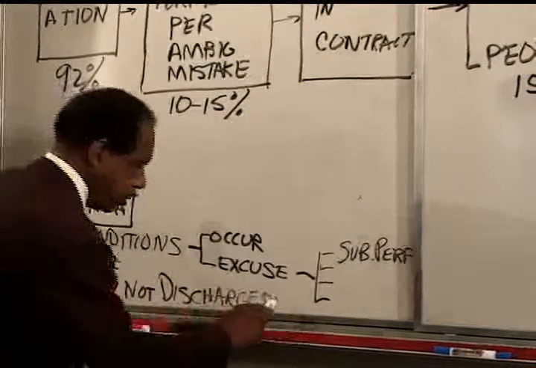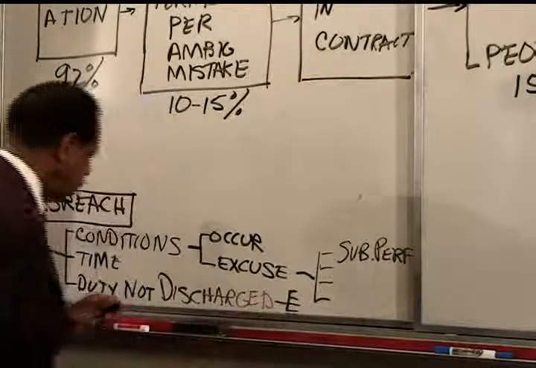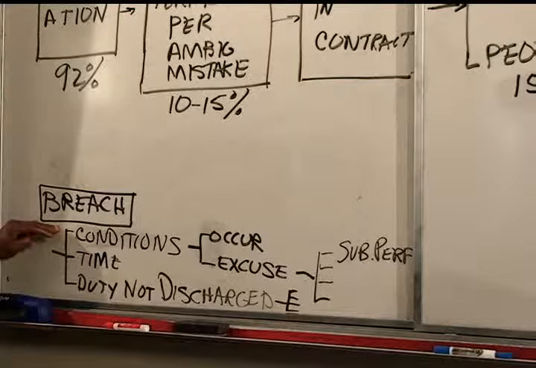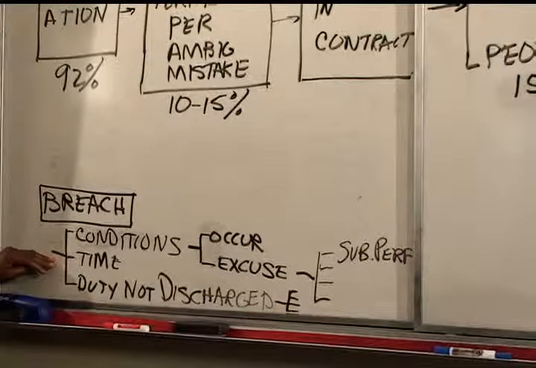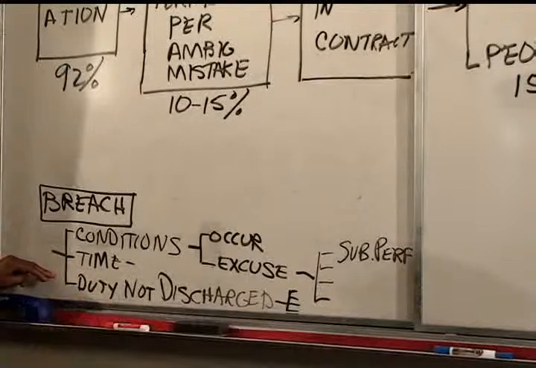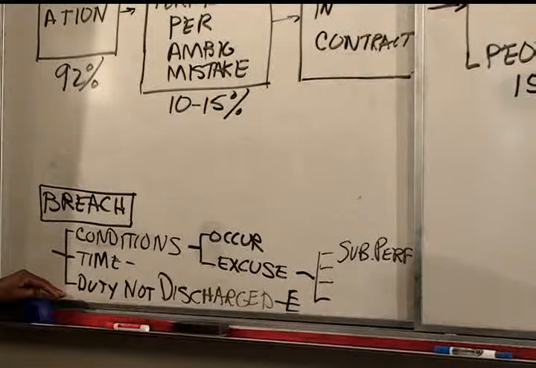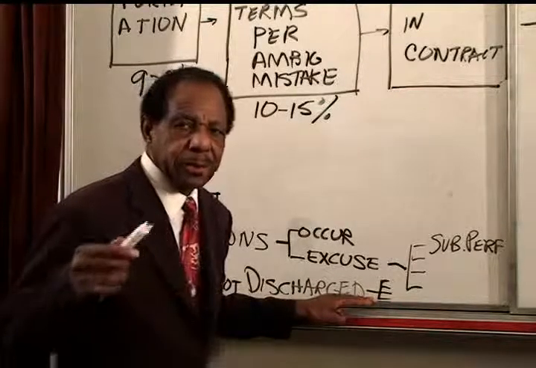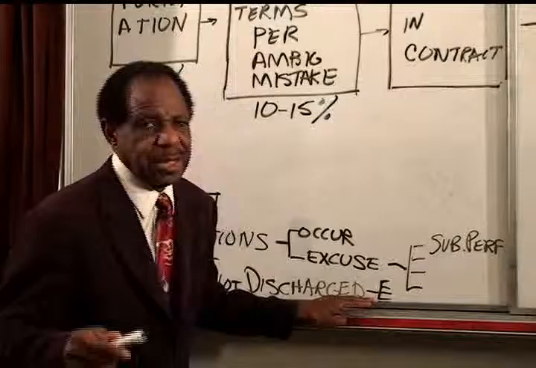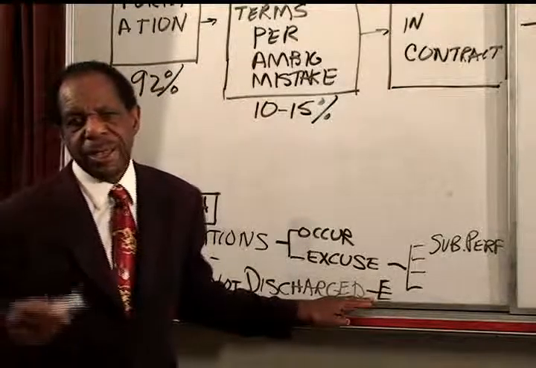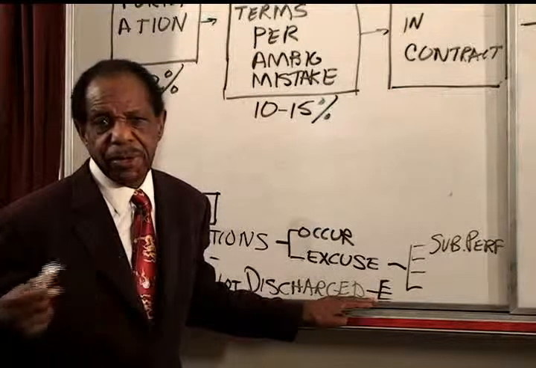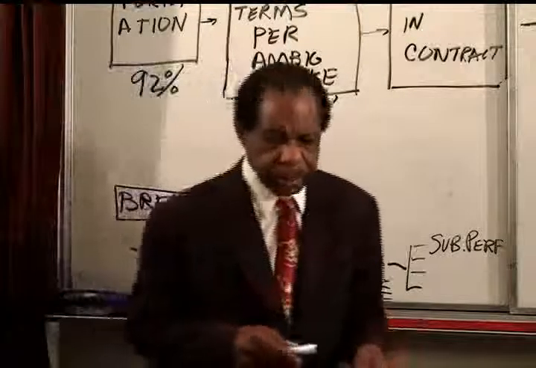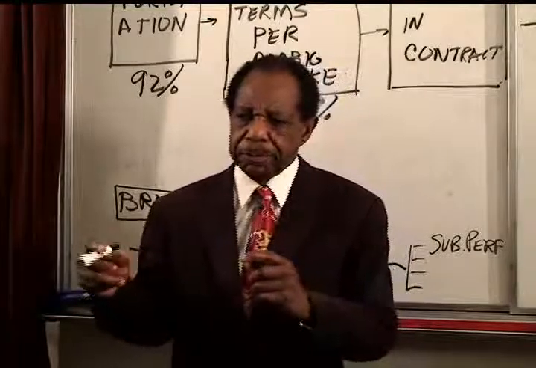There's a whole bunch of ways here. For a breach of contract, all conditions preceding must have occurred or been excused. Time for performance has arrived, except for anticipatory repudiation. And my duty to do whatever I'm supposed to do for you has not been discharged. And there are lots of ways that my duty can be discharged. For example, I can discharge my duty to paint your house because it burned down, or to repair your boat because it sank. We can discharge, as in one case where there was a house that was built.